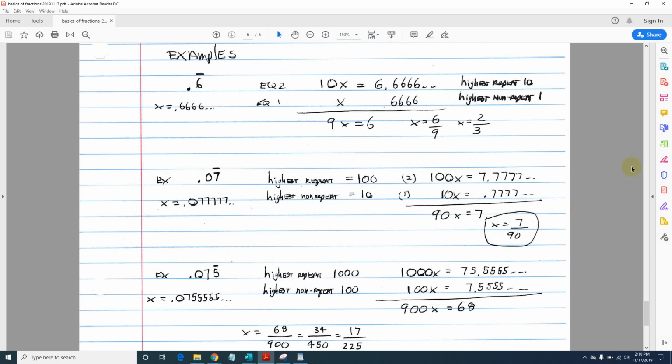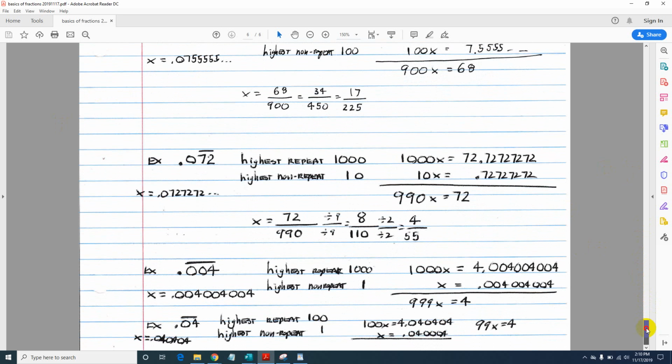Problem is done. So basically, you know how to do it when the whole thing is repeating, like 0.6 repeating or 0.04 repeating or 0.004 repeating.